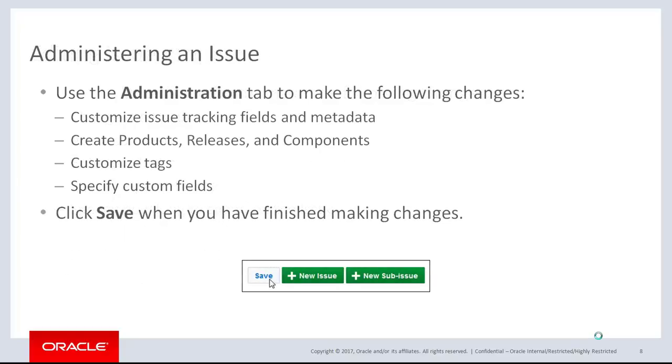Use the Administration tab to customize issue tracking fields and metadata, create products, releases, and components, customize tags, and specify custom fields. Click Save when you're done making those changes.